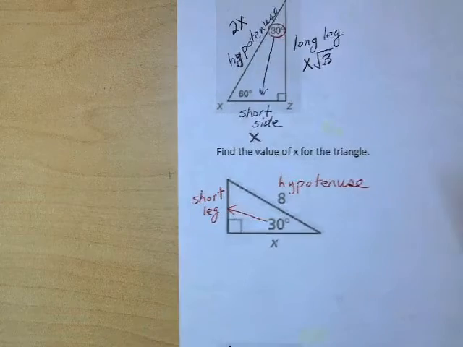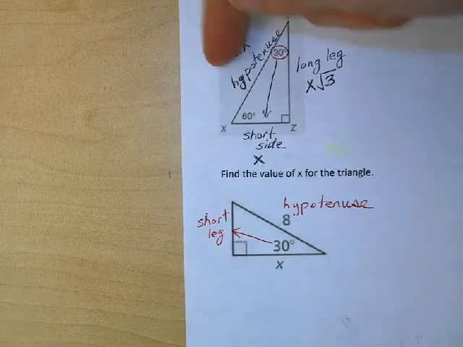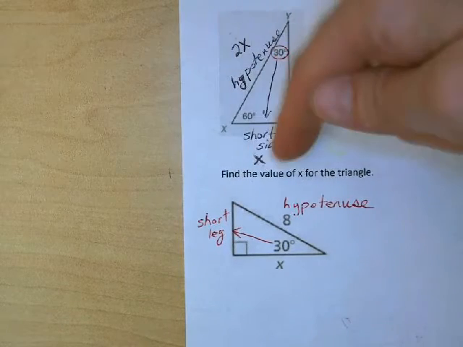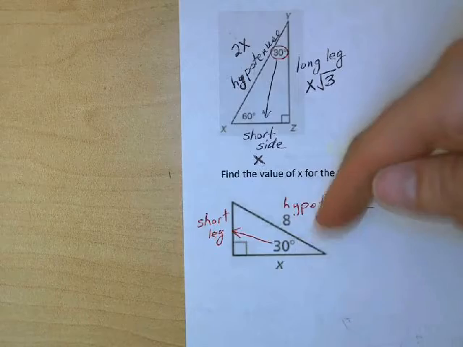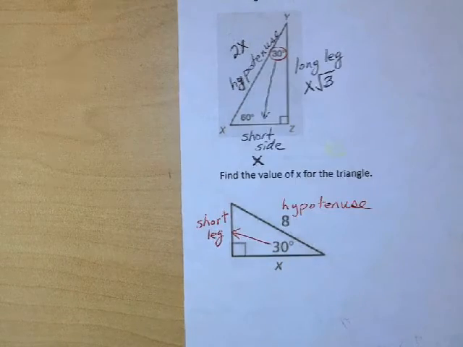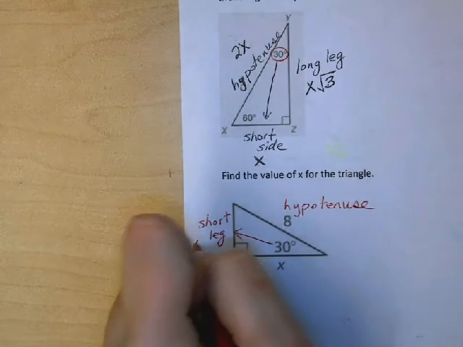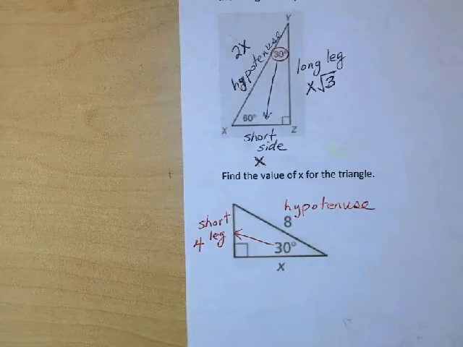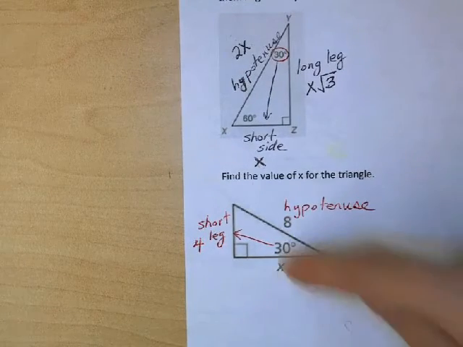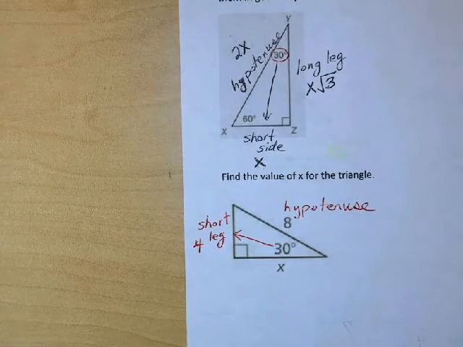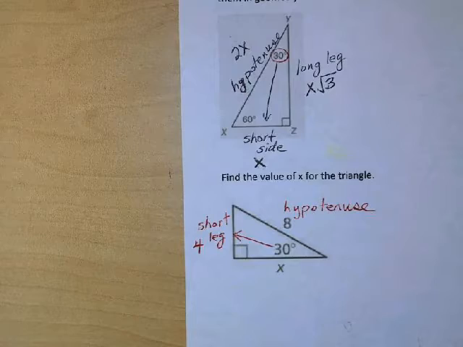Okay, so on these kind, the hypotenuse is twice as long as the short side. So, how much is this short leg? 4. Yeah, you got it. It's 4. Now we're supposed to find the long leg. Do you know what the answer is for the long leg?